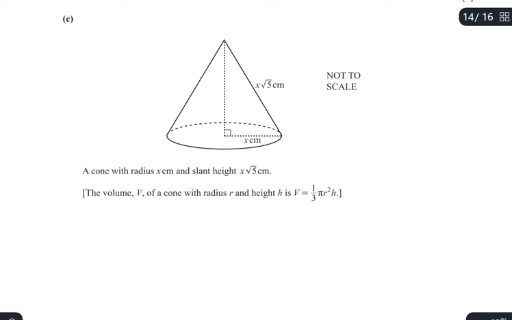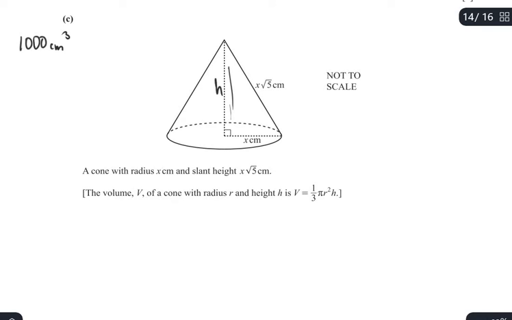So the question from the beginning says the volume of all these things is 1,000 cubic centimeters, so we should not forget that. They say a cone with radius x centimeters and slant height x root of 5. And then they've said the volume of this cone is given as 1/3 pi r squared h. So the h is this which we need to find here, this height here.